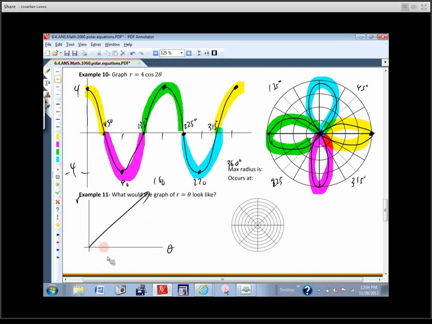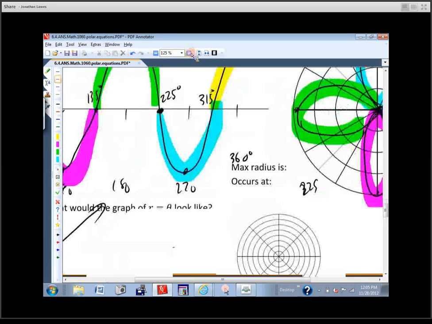So if I went to pi halves, that means the radius is also pi halves. If I went to pi, that means the radius is pi. So if I point to 0, what's the radius? Radius would be 0.